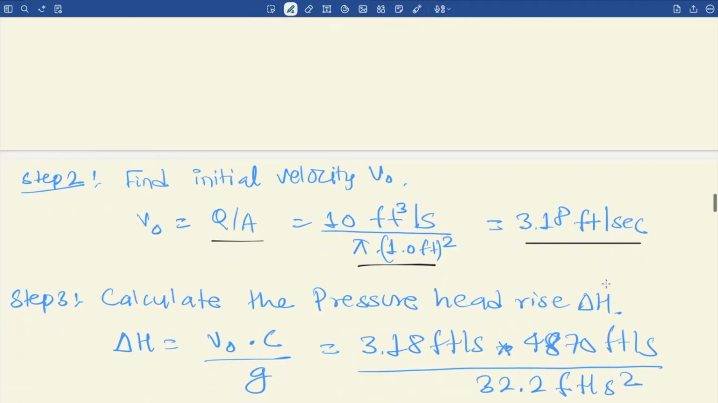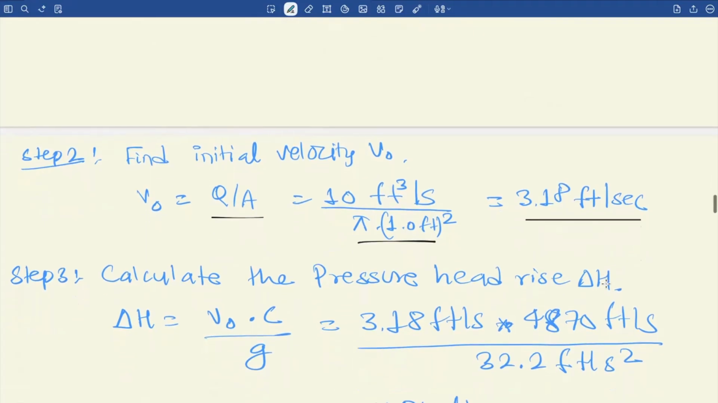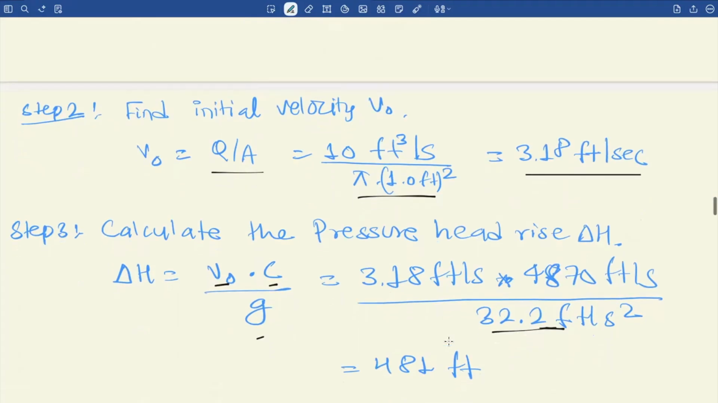Now we will calculate the pressure head rise ΔH. Since we know the formula, ΔH is equal to V naught times C by G. We have all the values for V naught, C, and G as well, where G is the acceleration due to gravity in English units. So all the values are given, and we will just compute the ΔH pressure head rise. That will be equal to 481 feet.